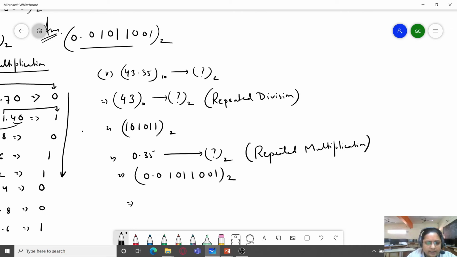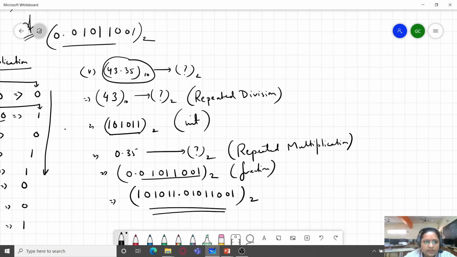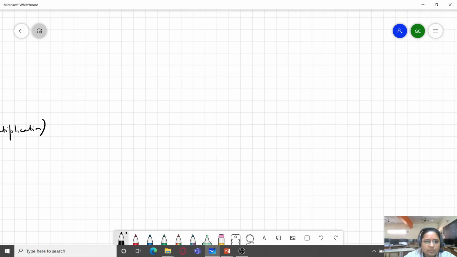So how do we write it? Finally, we will be combining both. So we will be combining the integral part and the fractional part together. That would be 101011, which is the integer part, dot this fractional part, that is 010110001. So this is the final converted number, that is 43.35 converted into its binary equivalent. To understand this example better, I have one more example here.